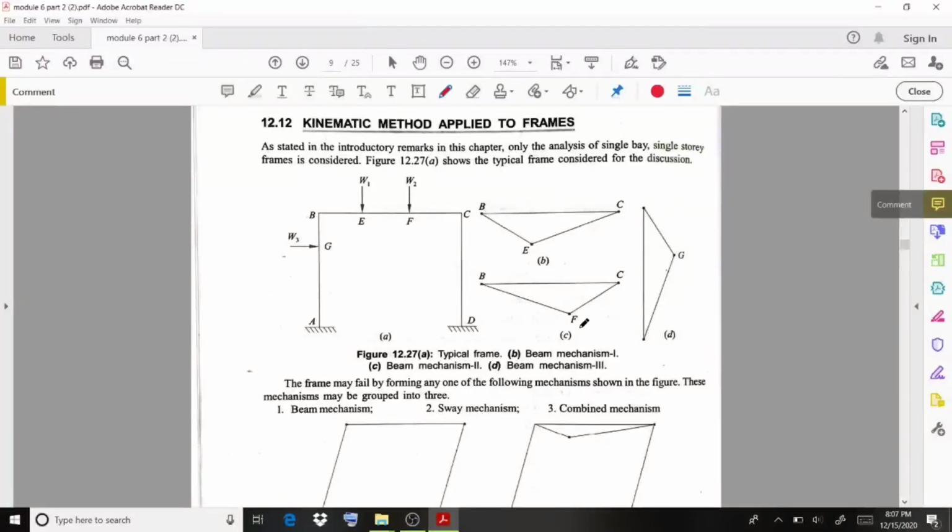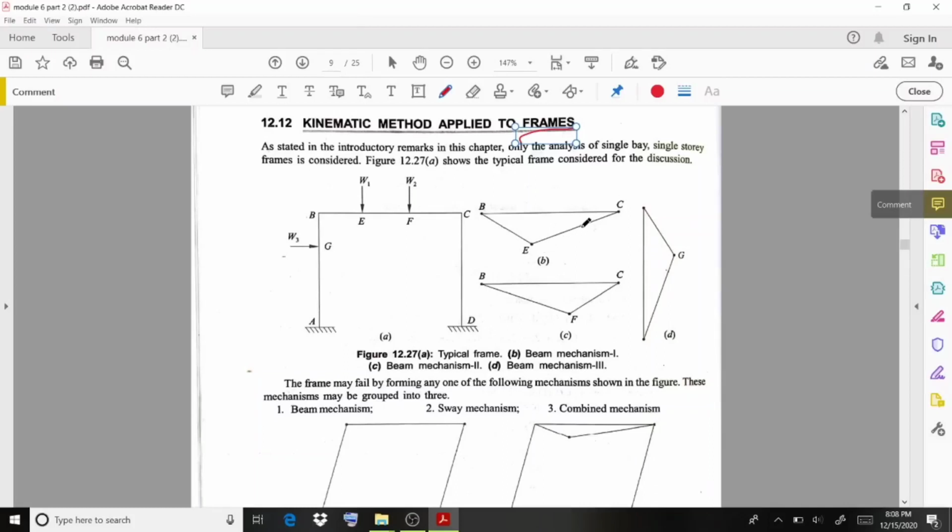Welcome back to a new video lecture, and here we discuss a new topic, and it is related to the application of the kinematic method to frames. In the previous lectures we discussed the application of this kinematic method over the beams. So here we discuss the frames, and how we can apply the kinematic method to these frames.